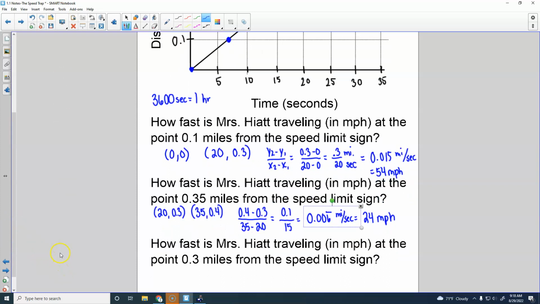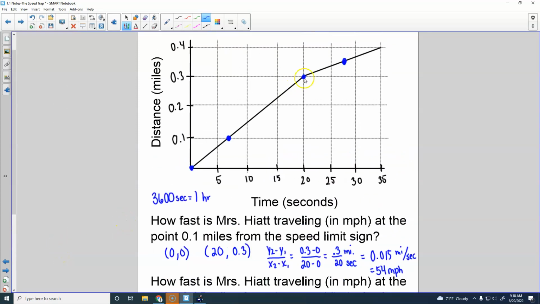Okay, now, my last question. How fast am I going at the 0.3 mile mark? I'm glad I'm not getting an answer because it's supposed to be a trick question, right? So what I've got there is a straight line. I have a constant rate of change. I was going 54 miles per hour in this part right here. You can see that line is steeper than it is over here. Then over here, this is a straight line. It has a slope of 24 miles per hour, right?